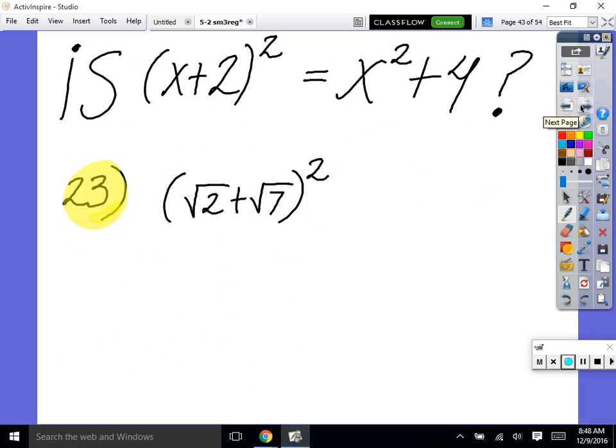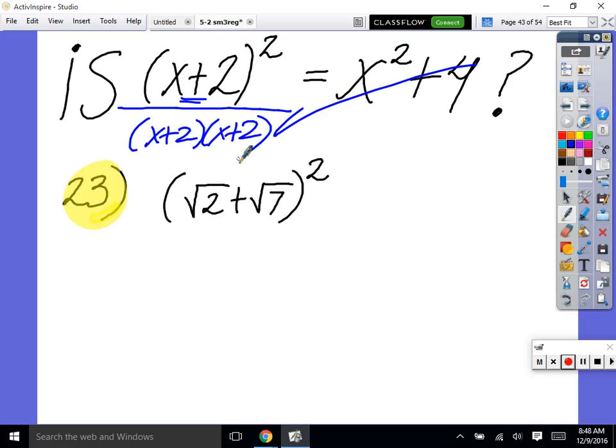Okay, on 23, I'm just going to talk about this really quick. Is it appropriate if I look at something like this? Is it okay to just say, I'm going to just square that, square that? No, because that's breaking the forbidden rule, correct? There's a plus sign, there's 2 terms. If there's 2 terms, you have to split it up. You've got to split it up and write it as x plus 2 times x plus 2. So number 23, we would not break the forbidden rule and just square that, because there's a plus sign.